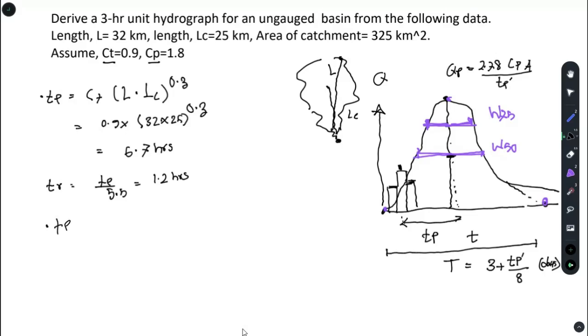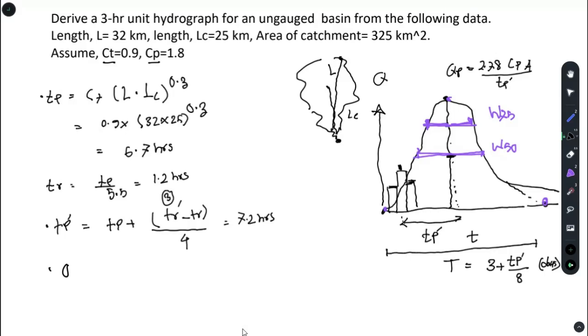So we'll get a modified TP prime, and that would be TP we have plus TR prime, the duration we want, minus TR, the duration we have got, over 4. The TR prime in this case is 3, and TR is 1.2, and you get a value of 7.2 hours. See, the TP in this case is 6.7, and the modified TP prime is 7.2. So eventually the TP prime would be 7.2.